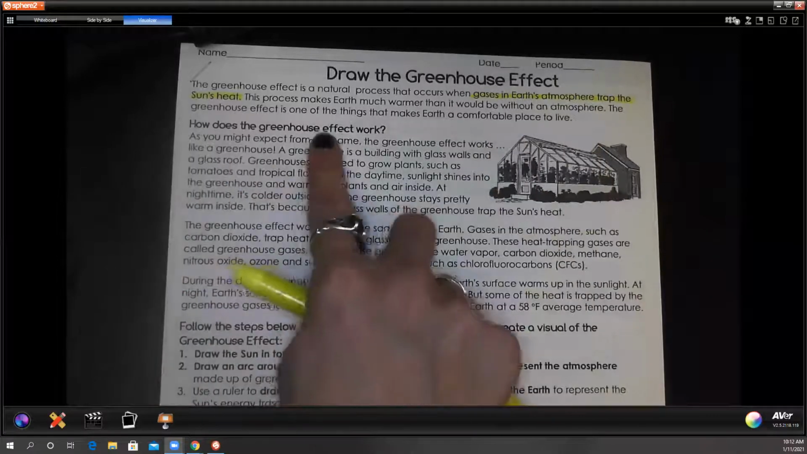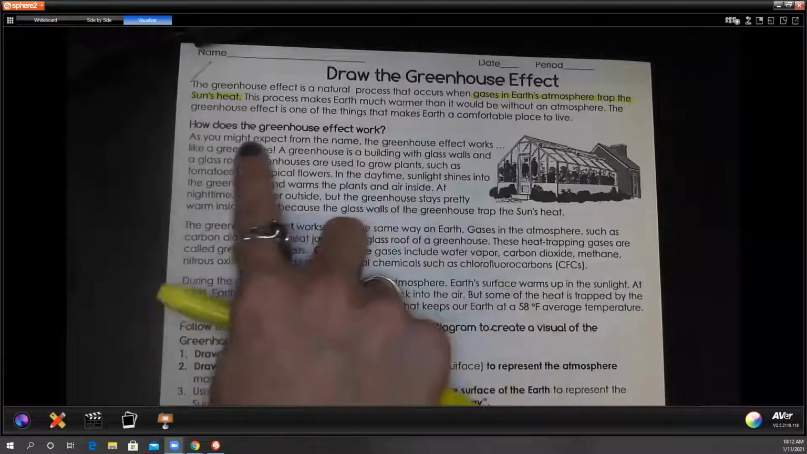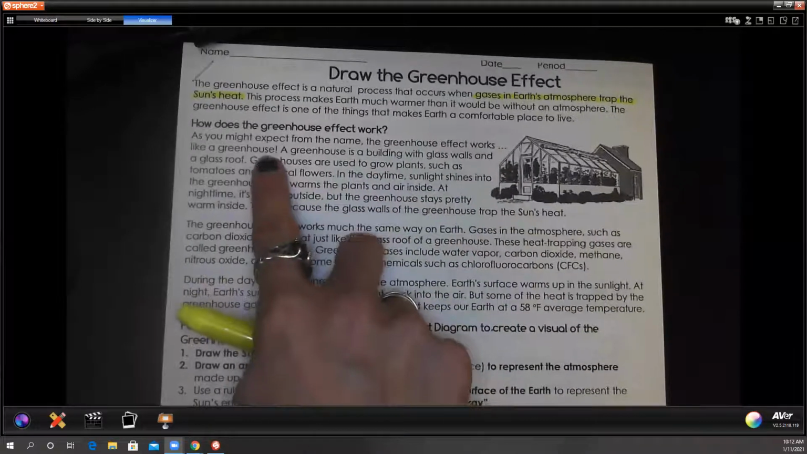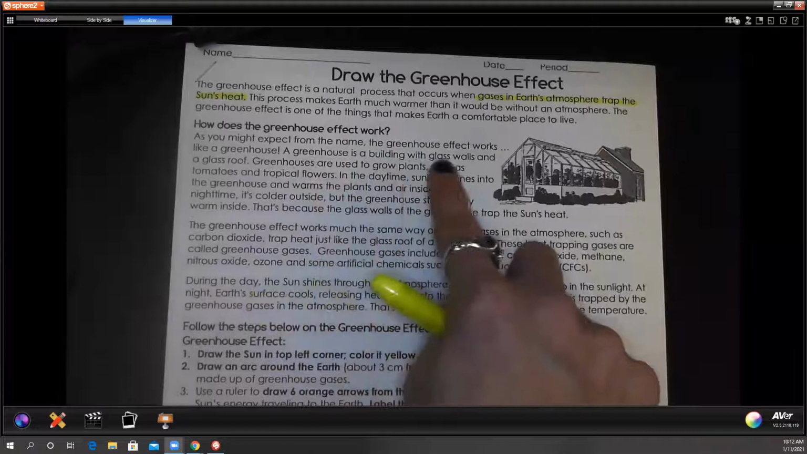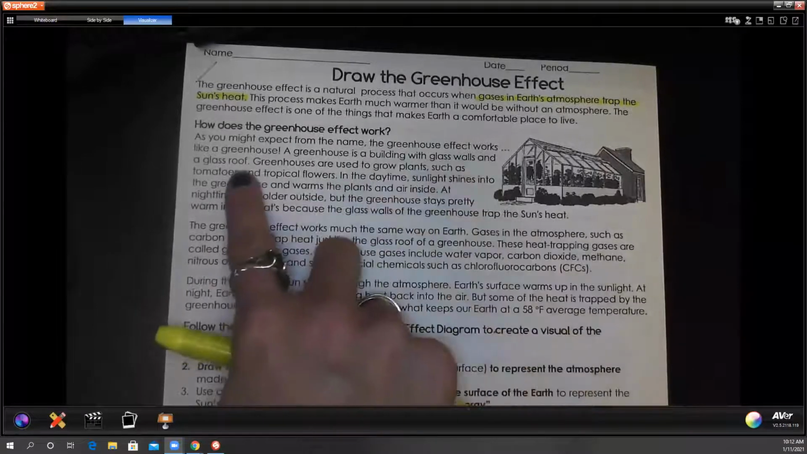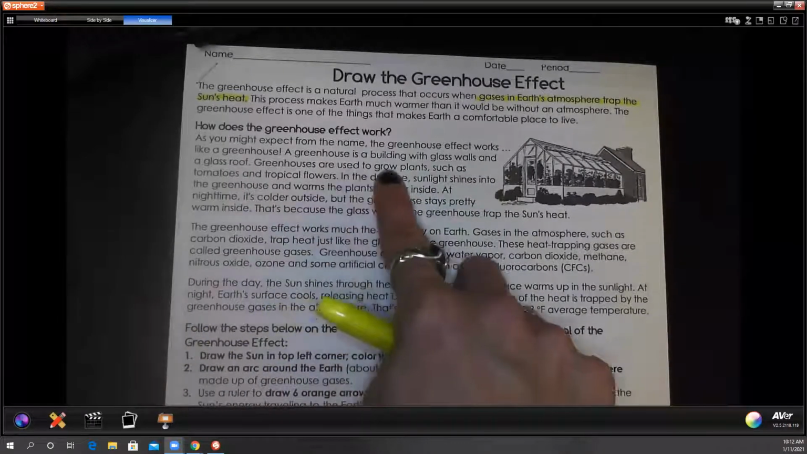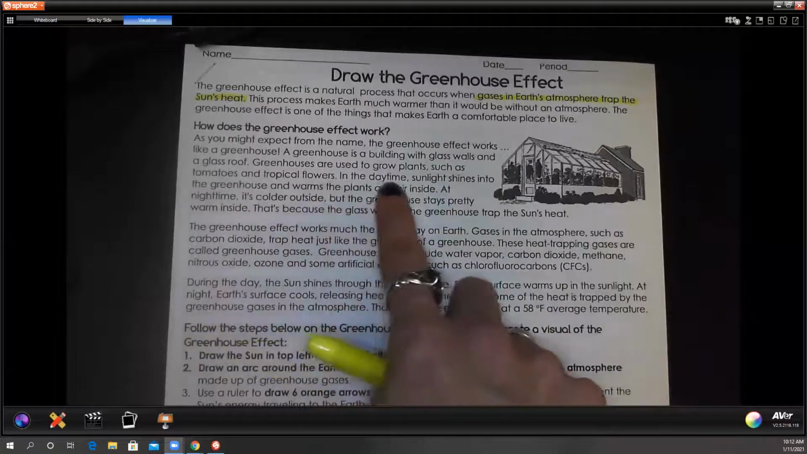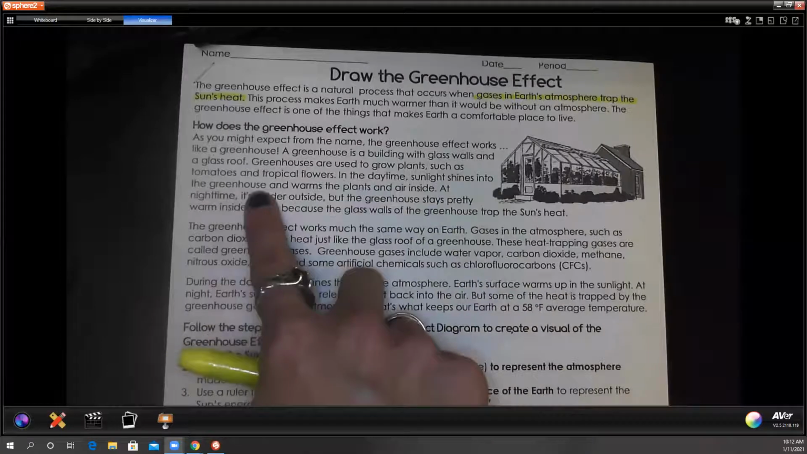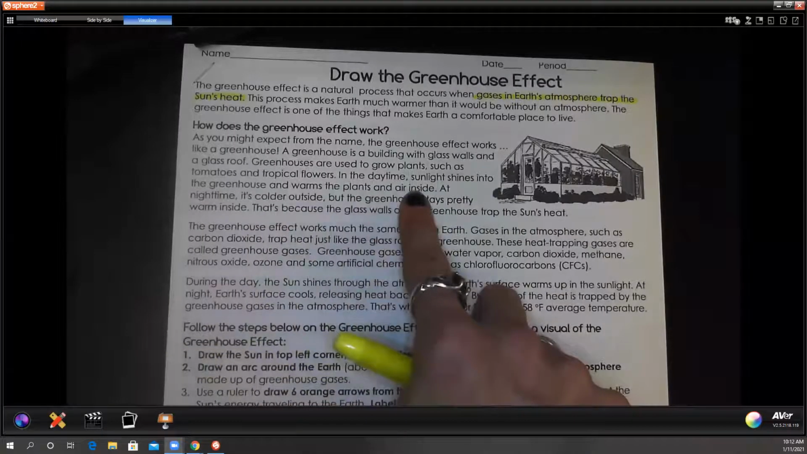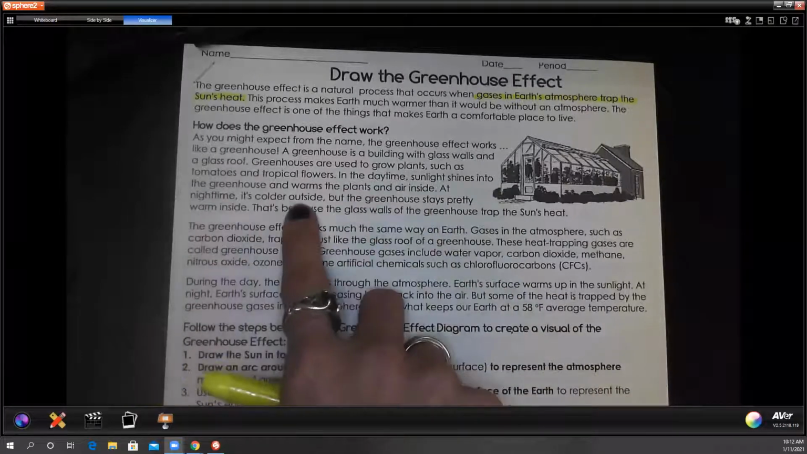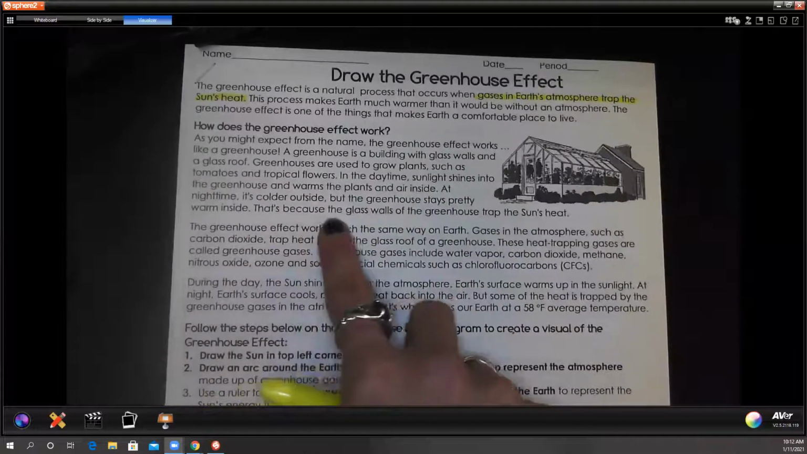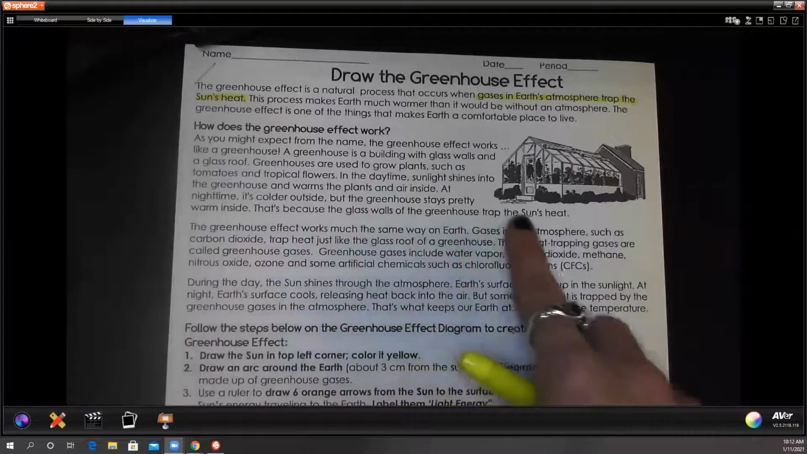How does the greenhouse effect work? As you might expect from the name, the greenhouse effect works like a greenhouse. A greenhouse is a building with glass walls and a glass roof. Greenhouses are used to grow plants such as tomatoes and tropical flowers. In the daytime, sunlight shines into the greenhouse and warms the plants and air inside. At nighttime, it's colder outside, but the greenhouse stays pretty warm inside. That's because the glass walls of a greenhouse trap the sun's heat.